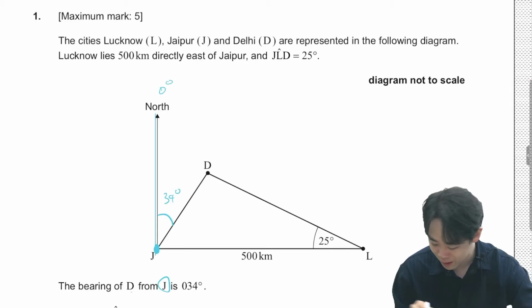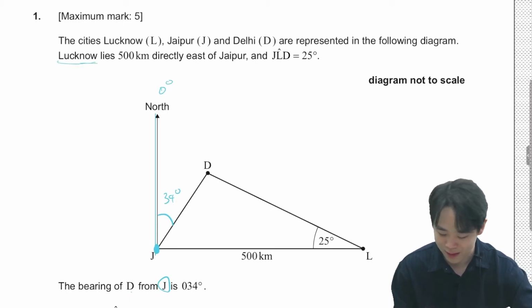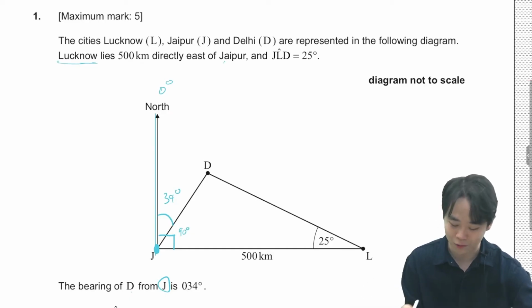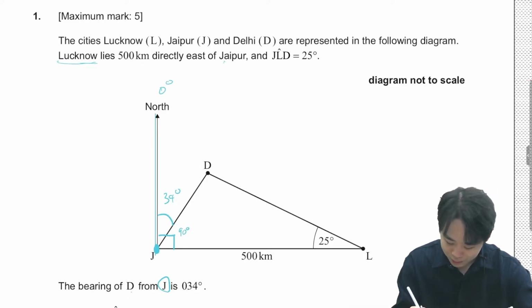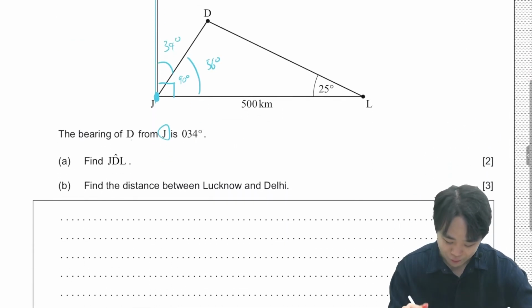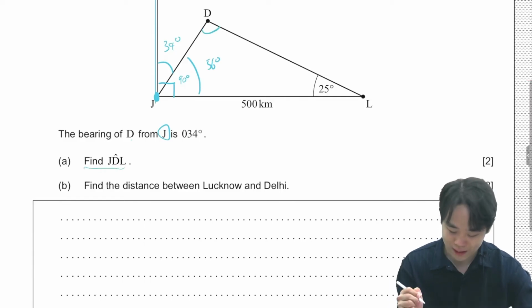And we look for other hints given in the problem. The city Lucknow, L, lies directly east of Jaipur, J. So you know that this is going to be 90 degrees, because the bearing of east from north is 90. So we know that this is going to be 56 degrees, and let's look out for what else the question wants, right? So first, you have to find what JDL is. So we want to look for this angle.